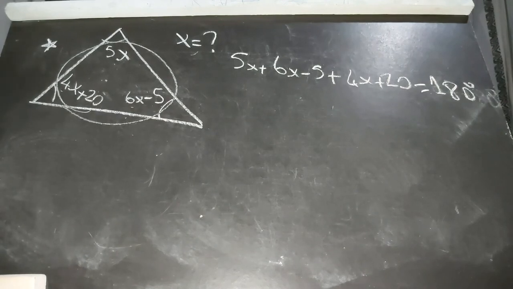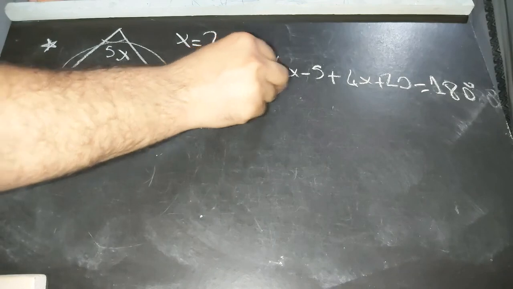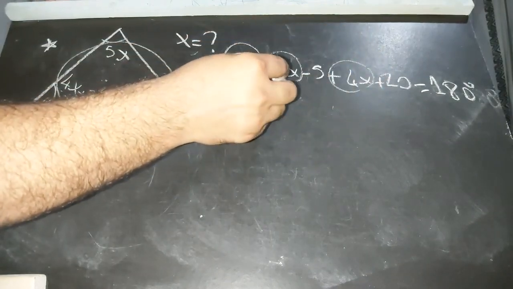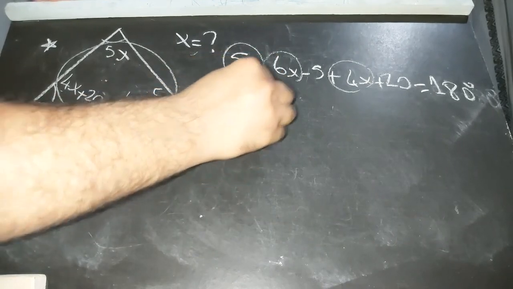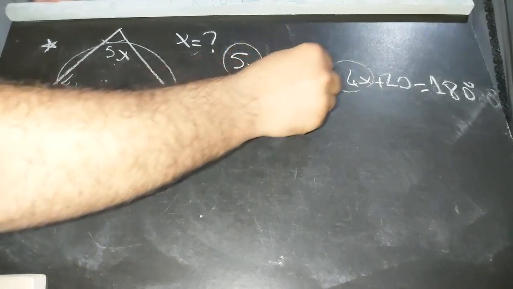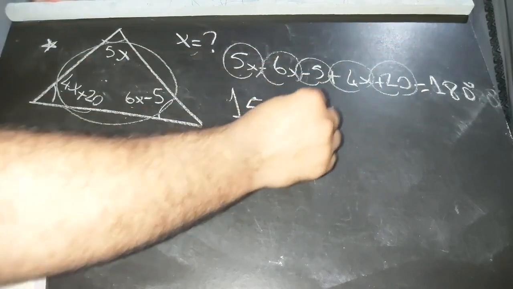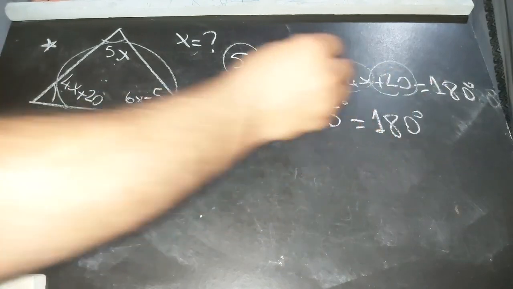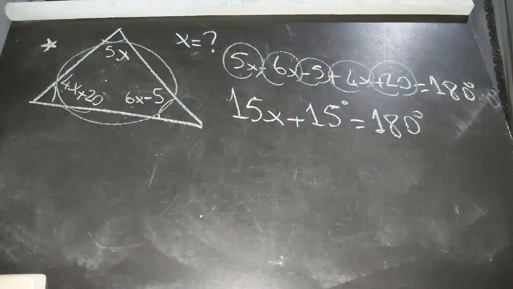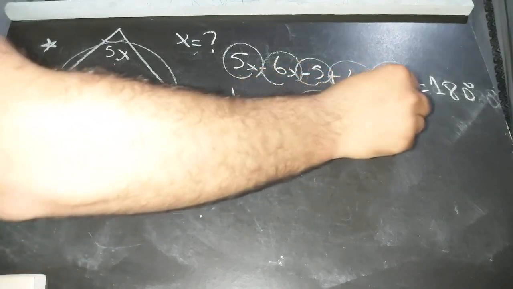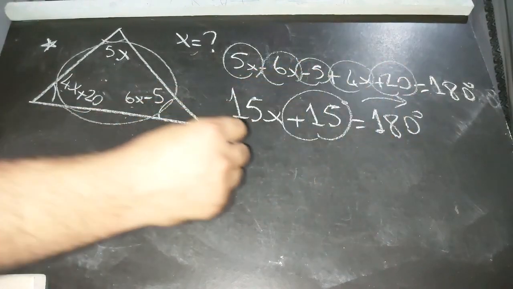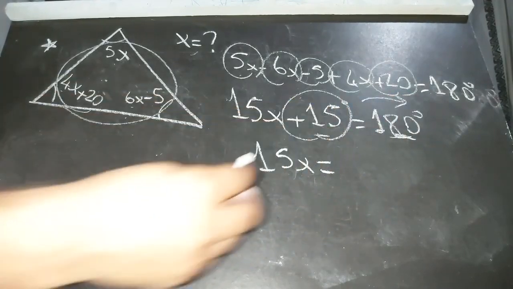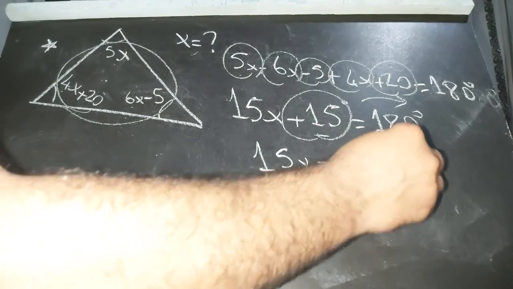All right, now I will add this and this x to each other. 5x plus 6x plus 4x is going to be 15x. Then negative 5 plus 20 will give me positive 15 equals 180. So now I will leave the unknown alone. This one goes to the other side as negative. That will be 15x equals 180 minus 15, which is 165.